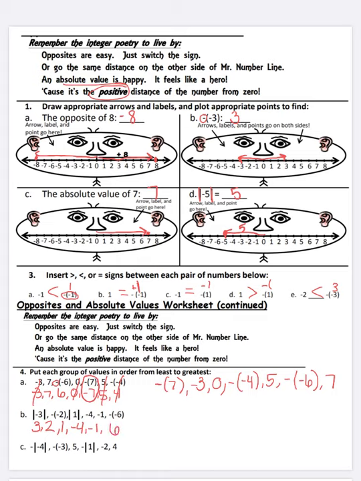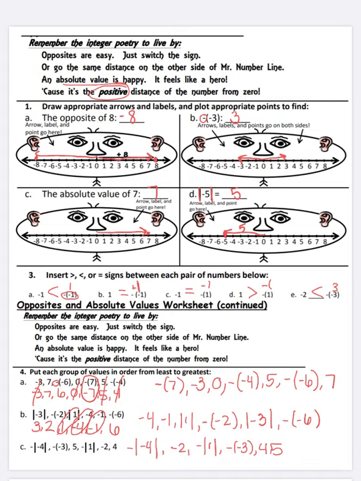So ordering these from least to greatest, I've got this -4 as my lowest number, followed by this -1. Nothing happened to either of those numbers. Then I'm going to go with the absolute value of 1, which is +1, followed by the opposite of -2, which is 2. Then the absolute value of -3. And lastly, the opposite of -6. Try C on your own and pause it, and then check back for your answer by pressing play.